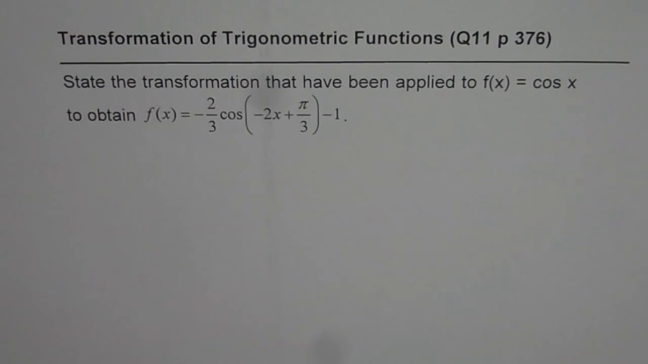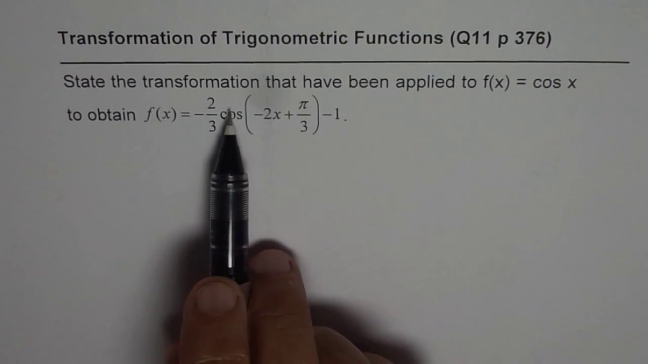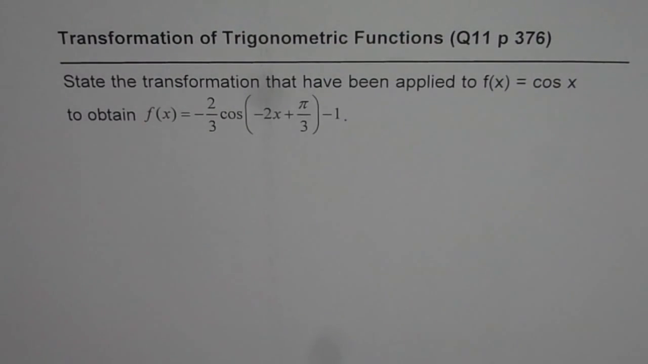Here is the solution to the question which you wanted to find the answer of. It is question 11, page 376, Nelson Advanced Functions, grade 12. The question is, state the transformations that have been applied to f(x) = cos x to obtain f(x) = -2/3 cos(-2x + π/3) - 1.